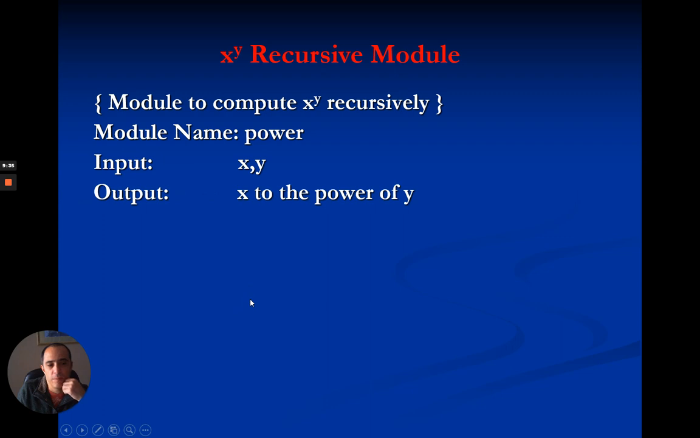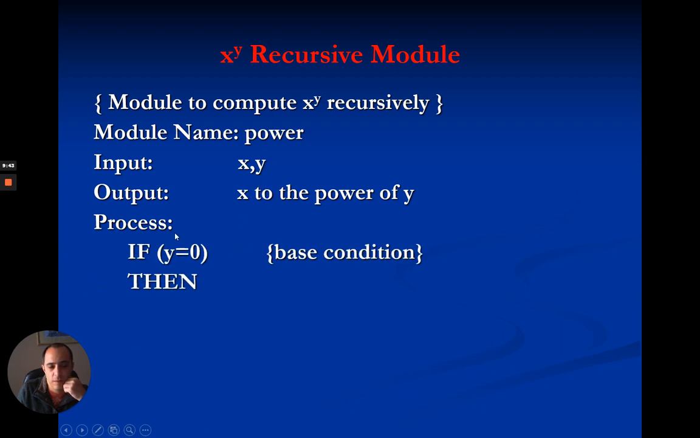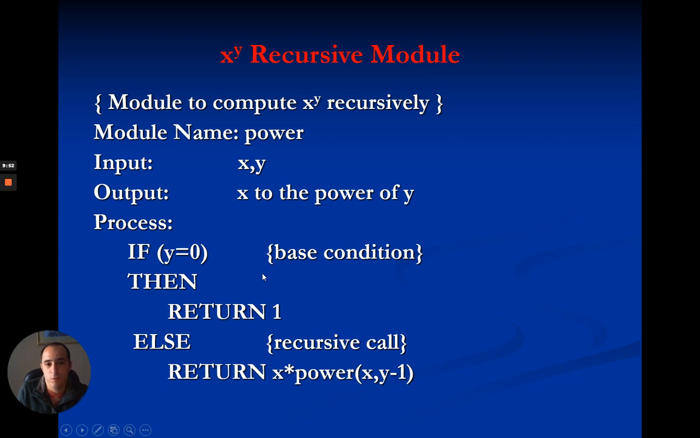So there's my method. It's going to have 2 simple inputs. It's going to have 1 simple output. And the process is going to be, if y equals 0, return 1. Nice and simple. Otherwise, you're going to return x times, and then the recursive part, the power of x comma y minus 1. That's it. There's nothing else you need to do in order to compute it. And this will return the correct answer.